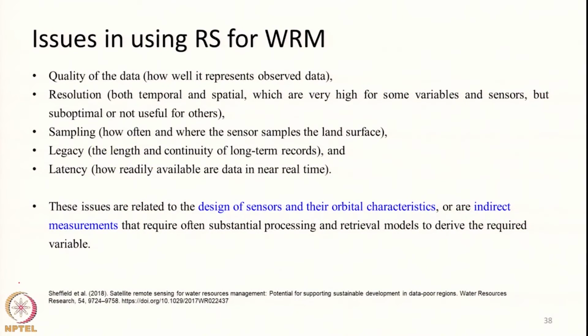in water resource management. The first thing is the quality of data: how well the satellite data matches with the variable that we want. Say, reflectance we measure from optical data, temperature we measure from thermal infrared, all these things. How well it measures our variable of interest. Say if you want to measure precipitation, what wavelength to use and how well those wavelengths match.